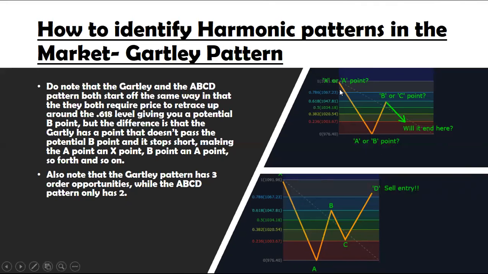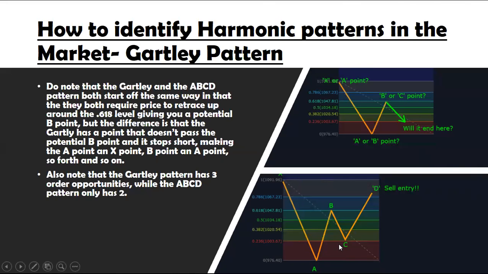Right now you ask yourself, is this an X or A point? Is this an A or B point? Or is this a B or C point? And right now, let's say price stopped here. Well, now this would be your C point, because that will make that an X, this an A, this a B, and this your C. Now, if price continues, then that will make that your D. That will make this your C point, because this will be your A, B, C, and D.